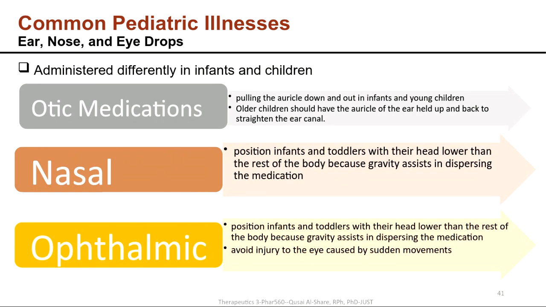So you pull it down and out, then you put the dropper inside. In older children, on the other hand, the auricle of the ear should be held up and back to straighten the ear canal, so this way you can instill the drops inside the ear. So there are differences. I want you to pay attention to this, because these are simple things you can teach people when you work in a pharmacy. What is the best way?